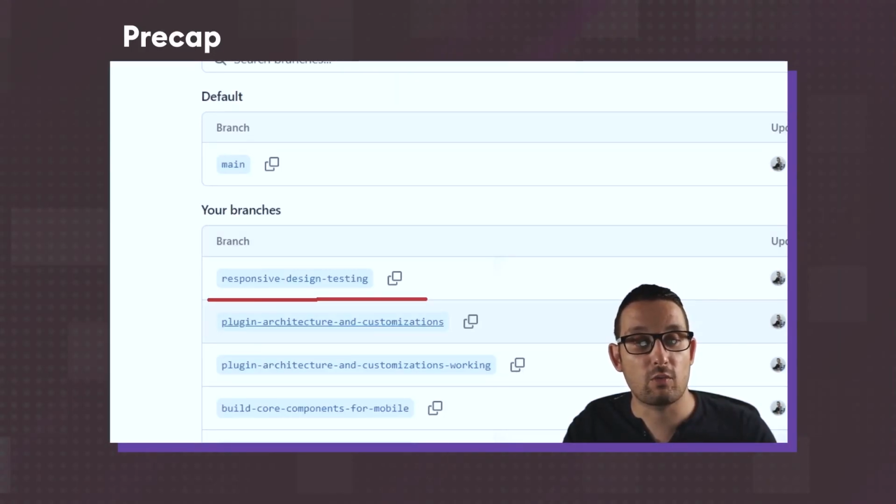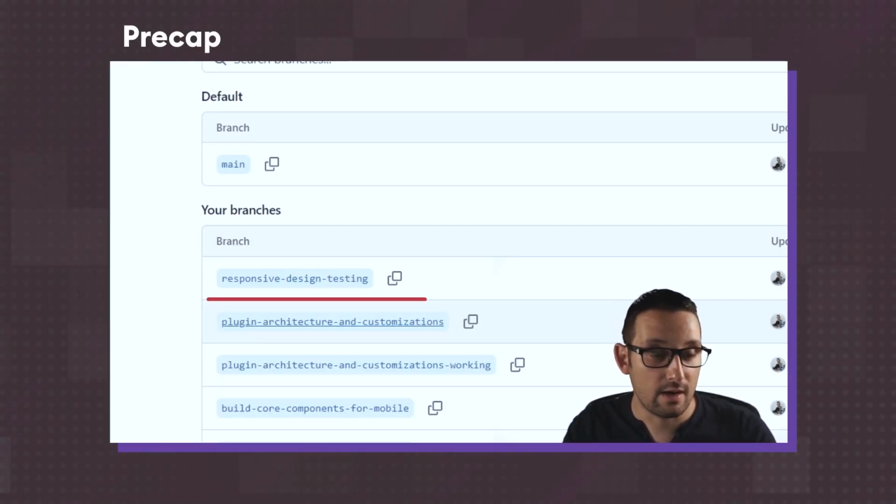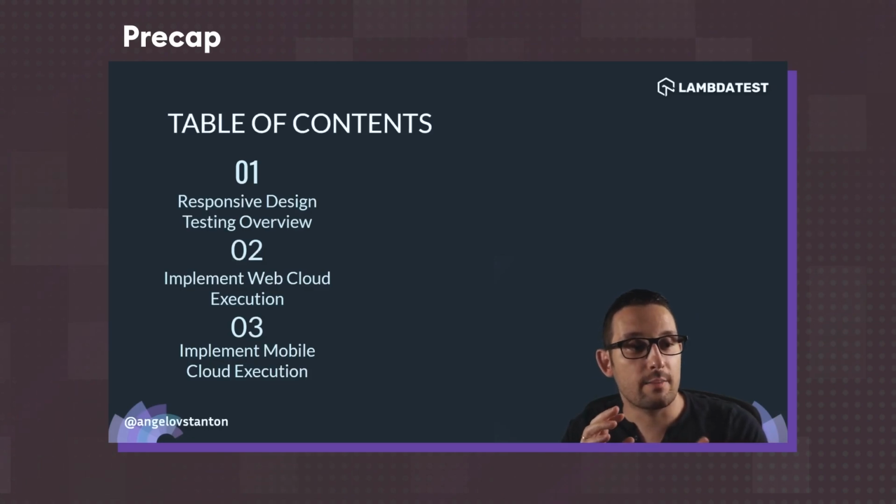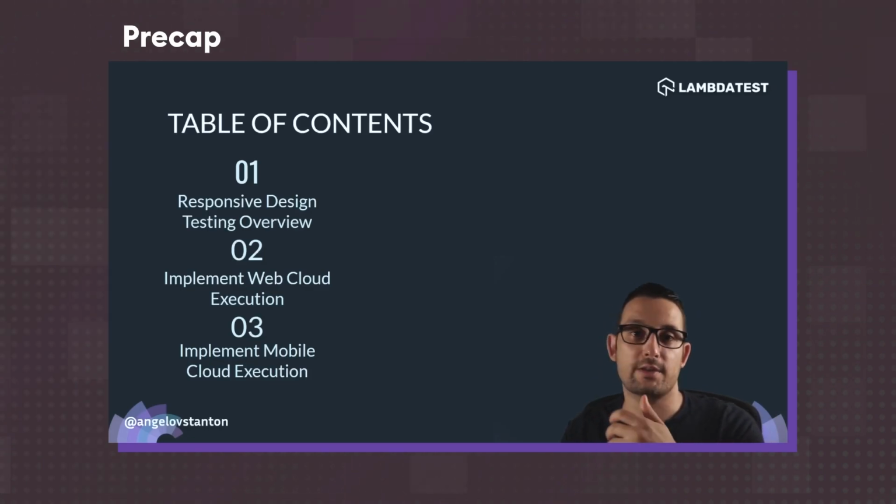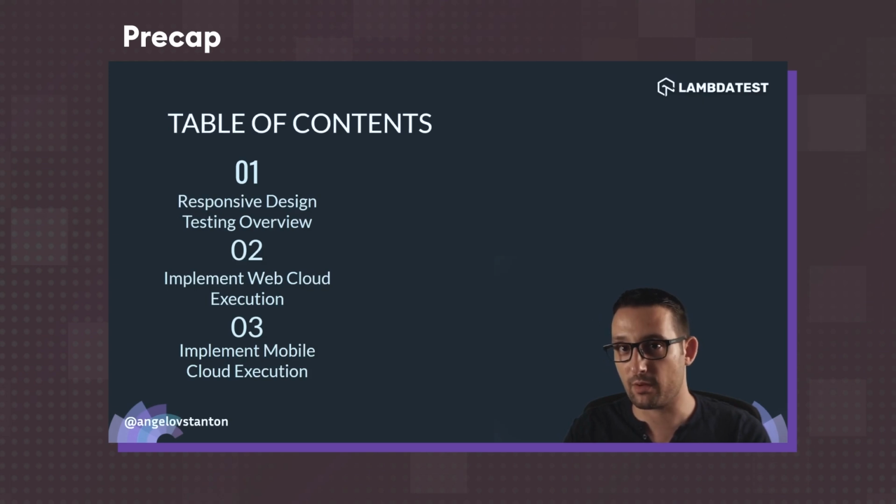In this module, we're going to work with the responsive design testing branch. Check out this one. We're going to upgrade our solution with a local execution attribute to support mobile emulation.